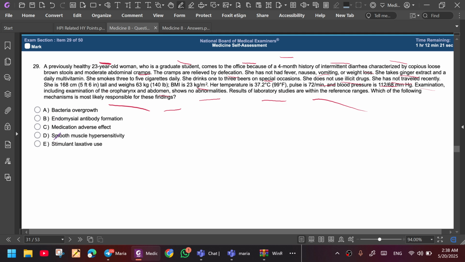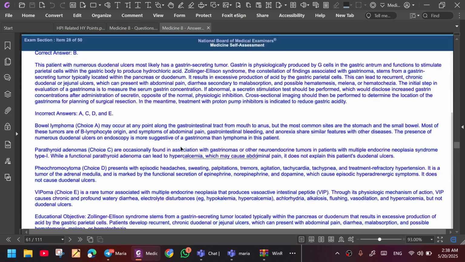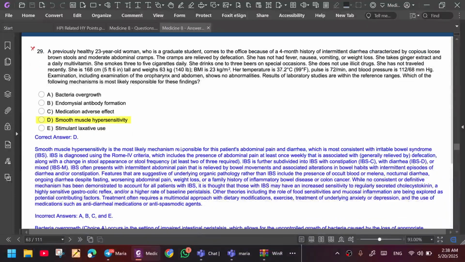Or maybe it's smooth muscle hypersensitivity. I don't know. Okay, it may happen. The D, smooth muscle hypersensitivity. Yeah, that's the one. It may be IBS. Yeah, I guess that's the mechanism.